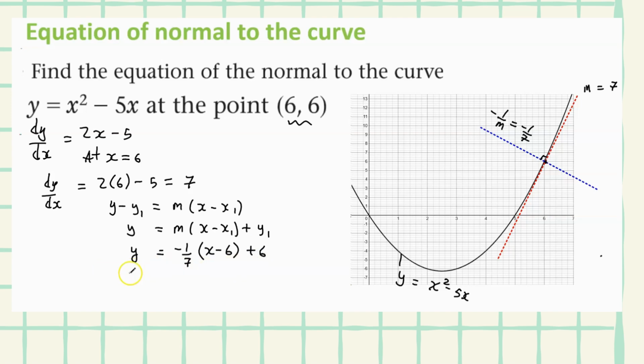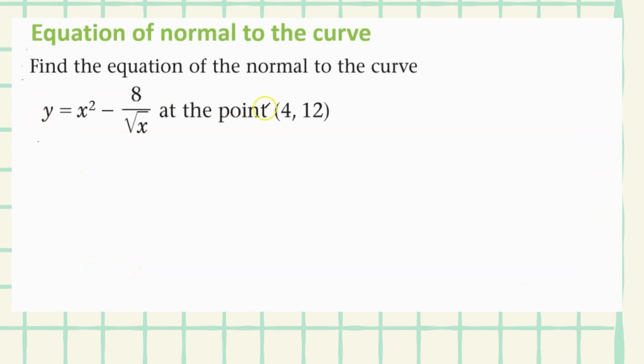Let's have a look at another question. Here we want to find the equation of the normal to the curve given here at the point (4, 12). Let us write the equation. We have y equals x squared minus 8 over root x, which can be written as minus 8 times x to the minus a half.